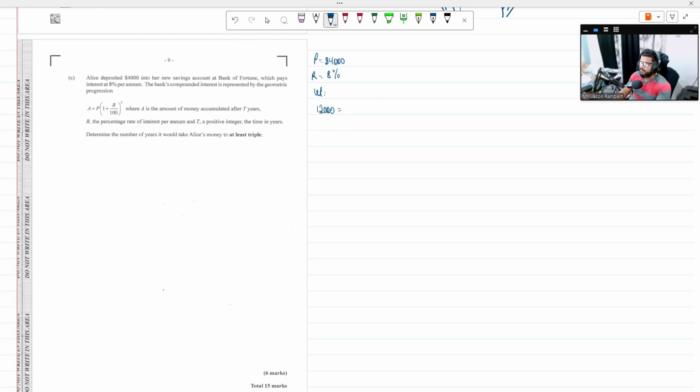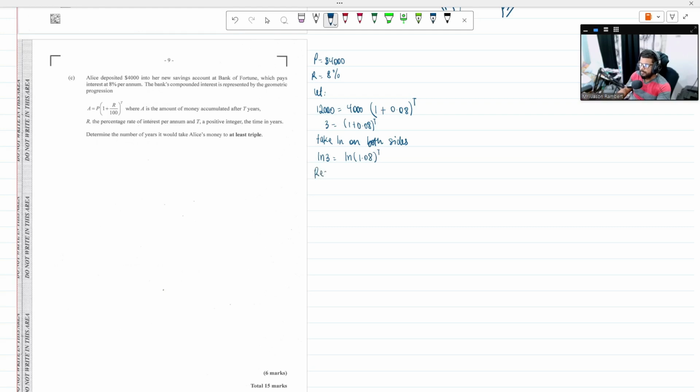And I'm going to just fill out the rest of my formula. It's going to be 4,000 multiplied by 1 plus 8 over 100, which is 1.08, raised to the power of t. I need to calculate t. Divide both sides by 4,000. I get 3 is equal to 1.08 to the power t. I'll take ln on both sides. I like to take ln. I'll get ln 3 is ln of 1.08 to the power t.